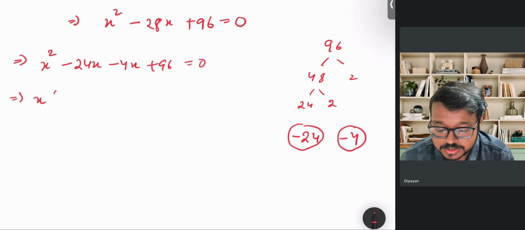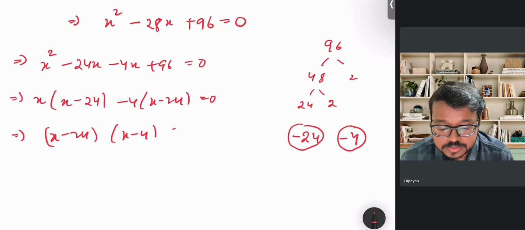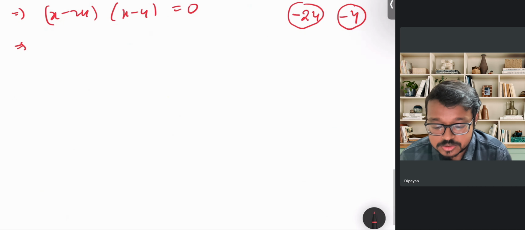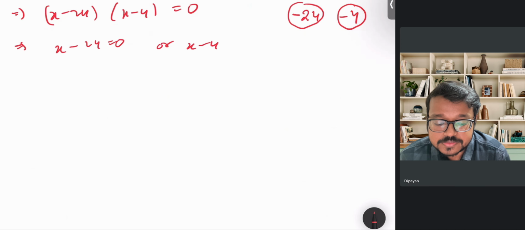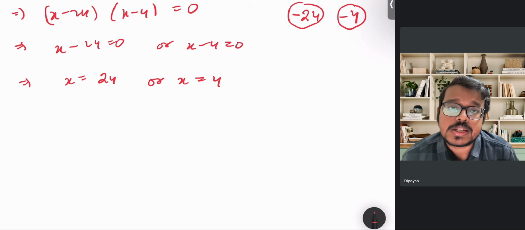Then I will factorize it like this. So I will have x minus 24 into x minus 4 equals 0. So the product of these two things is 0. That means x minus 24 is 0 or x minus 4 is 0. That means x can be 24 or x can be 4. X was the number of days Bijoy takes to complete the work alone.